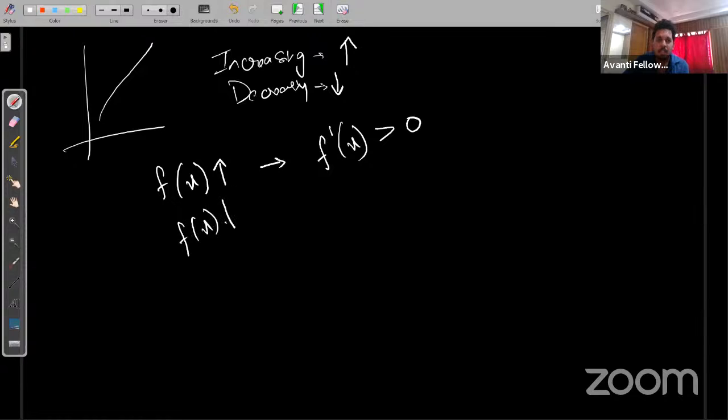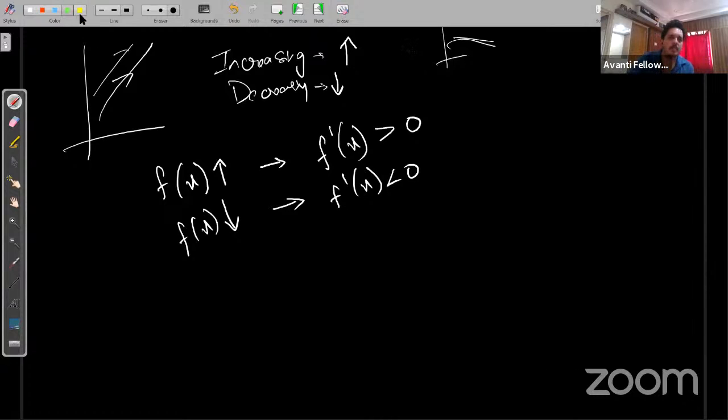when a function is decreasing, then what do you have to say? It is nothing but f dash of x is less than 0. It's nothing but the slope. See, here the function is increasing, so its slope is also positive. Understanding or not? And when the function is decreasing, its slope is also negative, so the function will decrease.